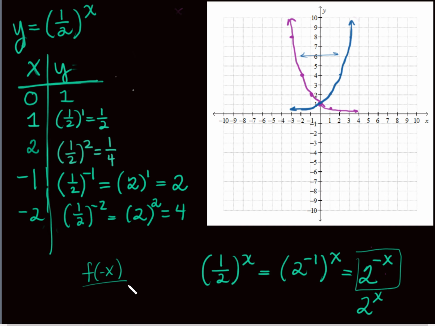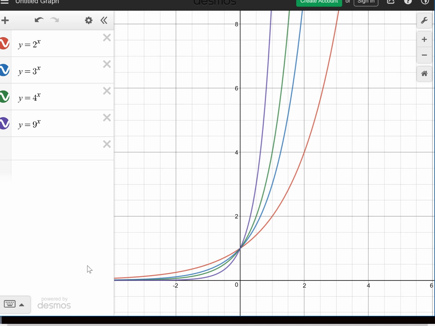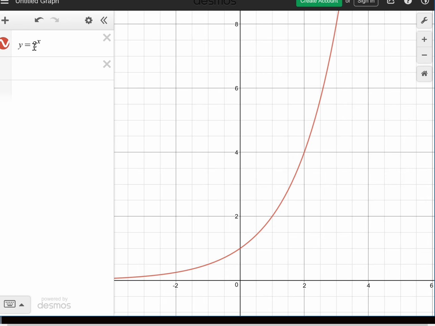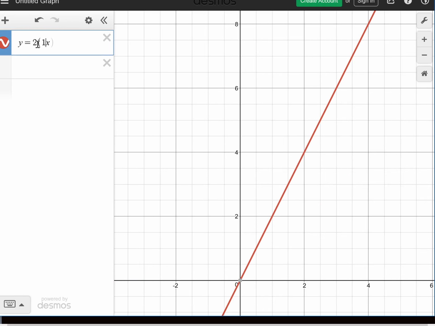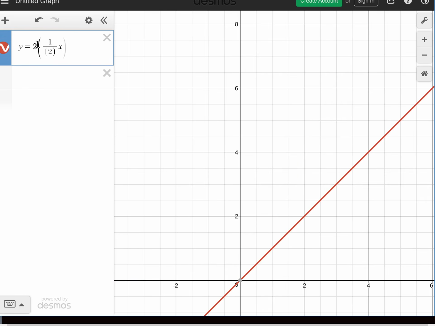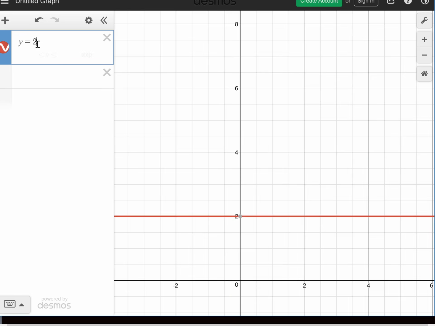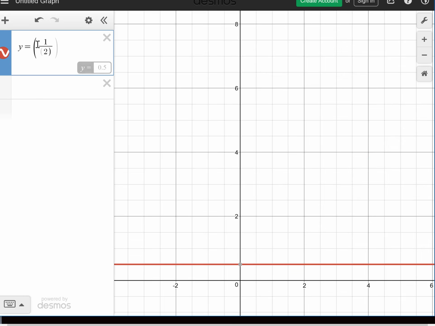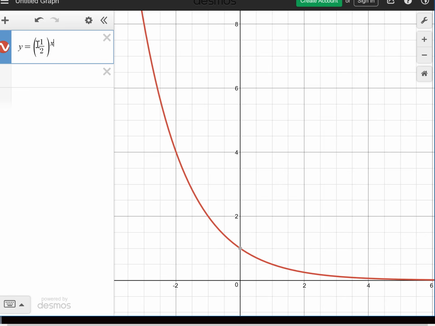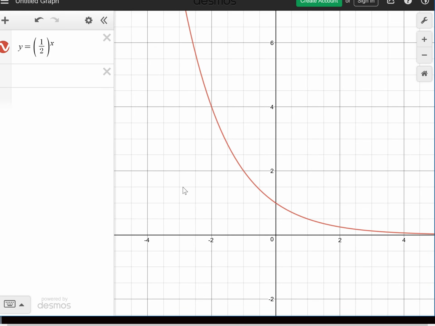So pretty cool. This is going to be true with any number that is between 0 and 1. So it doesn't just have to be 1/2, 1/3, 1/4. I mean, it can be. So I can do 1/2. Oh, Desmos, you know me too well. You're already putting in my exponent. So there's my 1/2 to the x. It's decreasing, unlike 2 to the x, which was increasing, right?